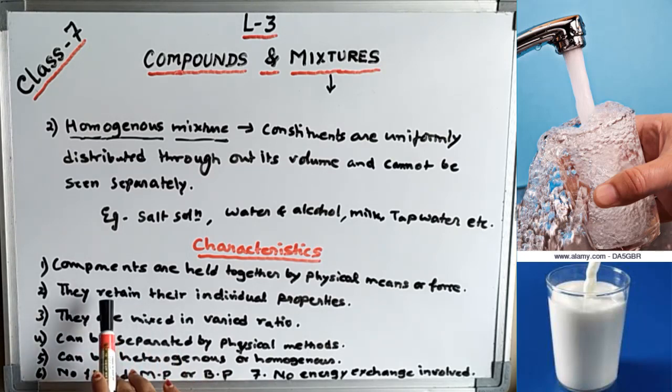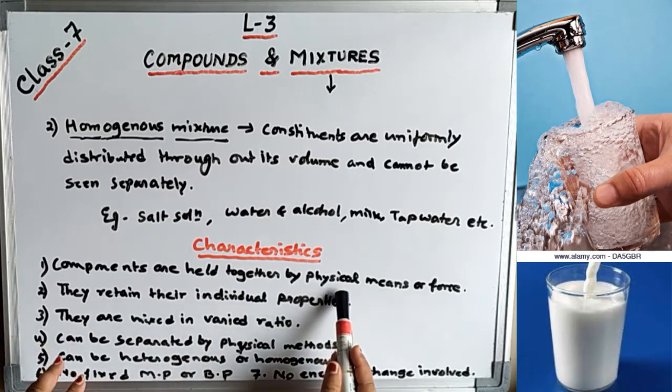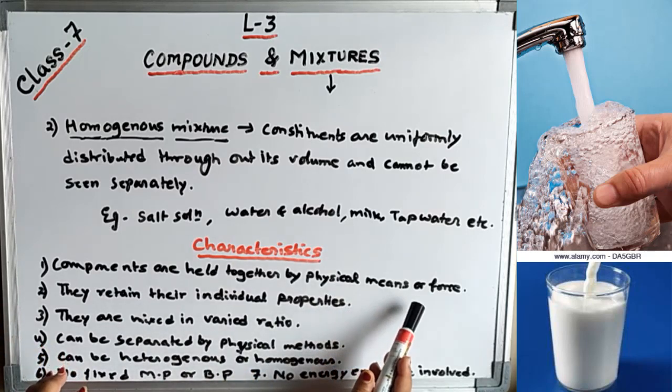So what is the first characteristic? Components are held together by physical means or force. That means they are physically mixed together. They are not chemically combined. With the help of a chemical reaction, they are not combined. They are held together or mixed together by physical means or physical force.